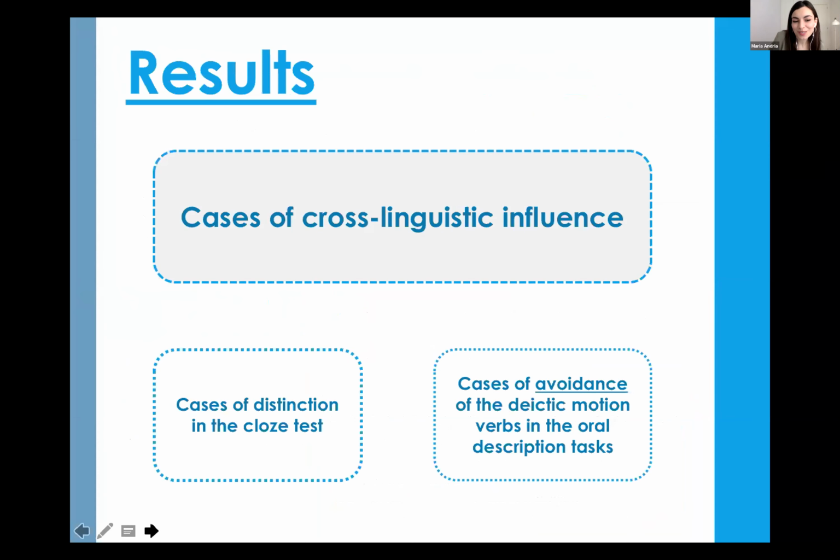So looking into the L2 data, the dominant finding in both the closed test and the narratives was the many cases of cross-linguistic influence that we found there. We identified also some cases of distinction in the closed test, and also some cases of avoidance of the deictic motion verbs in the oral description tasks. But these two cases were minimal. The prevailing pattern was the transfer from the L1.